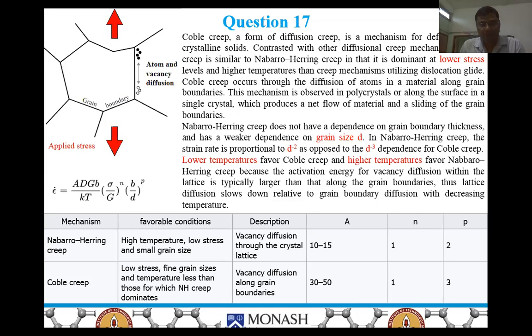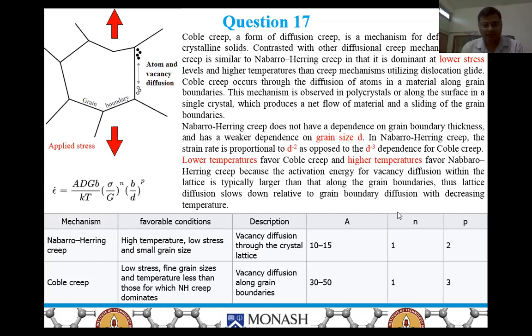Coble creep occurs through diffusion of atoms in a material along grain boundaries, and this mechanism is observed in polycrystals or along the surface in a single crystal, which produces a net flow of material and a sliding of grain boundaries. So here the diffusion occurs along the grain boundary. You can see atom and vacancy diffusion happening along the grain boundaries, and this is the applied stress.